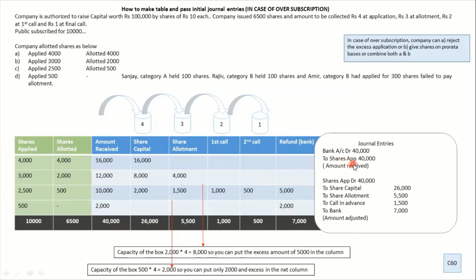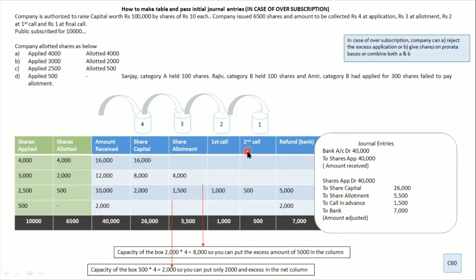Bank account debit to share application 40,000. Now what did you do with 40,000? You transfer to share capital 26,000. Allotment 5,500. First call 1,000. Second call 500. Refund 7,000. This top will become your next journal entry. Share application debit 40,000 to share capital, to allotment.